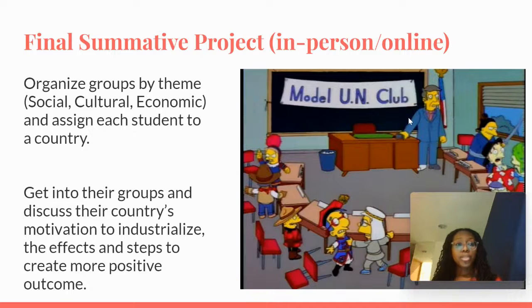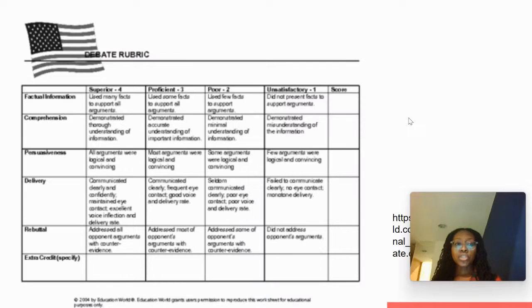Last but not least, they're going to do a final summative project, which can be done in person and online, where the students who have previously done their research will be organized based on themes: social, cultural, and economic. They are going to get together in their groups and discuss the motivation to industrialize from the point of view of their countries. In a way, it's going to be a form of debate slash model UN activity in order to get students engaged. This debate is going to be assessed using a debate rubric such as this.